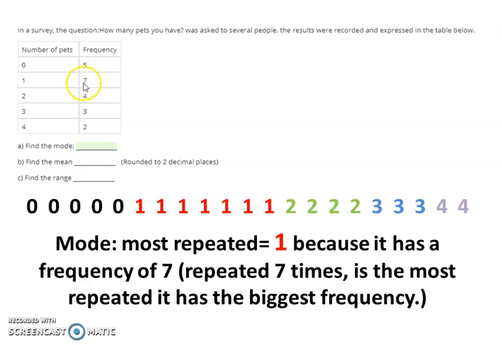But the answer is not 7, that is the frequency. Be careful. The answer is 1. What was the most repeated number of pets? 1. 1 was the most repeated number of pets because it was repeated 7 times. You see, this is very important: understanding what they mean in the table. You don't need to write down all the values as I did. This is just an example to show you, okay? You can think everything from the table, which is the best way.